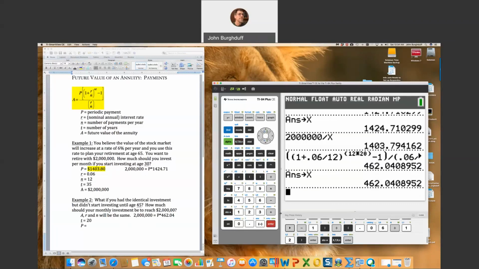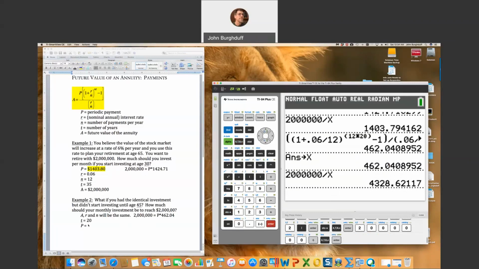And to do the calculation that I need, I'm simply going to take 2 million and divide that by X, which will have the value 462.04 stored in it. Hit enter, and we'll get a new payment. Now, see, look here, you see the payment that would be necessary per month would be $4,328. And let's do the same trick. Let's make that 63 cents so that we're sure that we have enough.